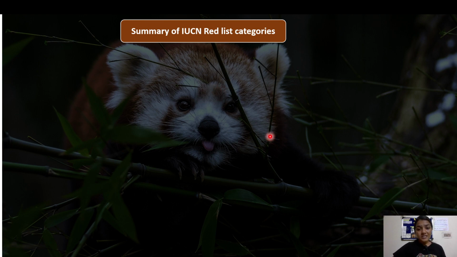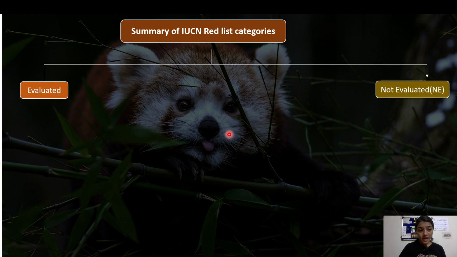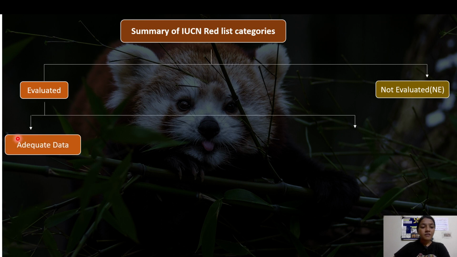But here I'll just give a very brief outline: the IUCN Red List categories are divided into two parts, evaluated and not evaluated. Evaluated means that which has been studied. Not evaluated means there are many species which have not yet been studied. Evaluated includes two things: adequate data and data deficient. That means there are some species for which we have a huge amount of data, and for some species we do not have a lot of data.